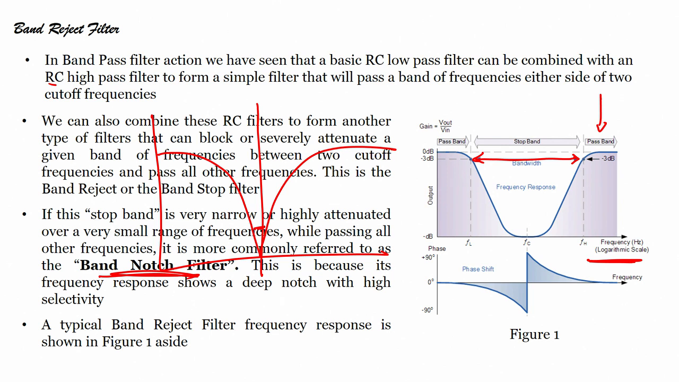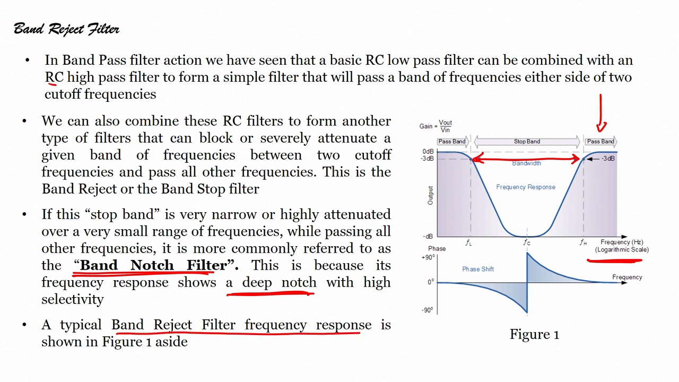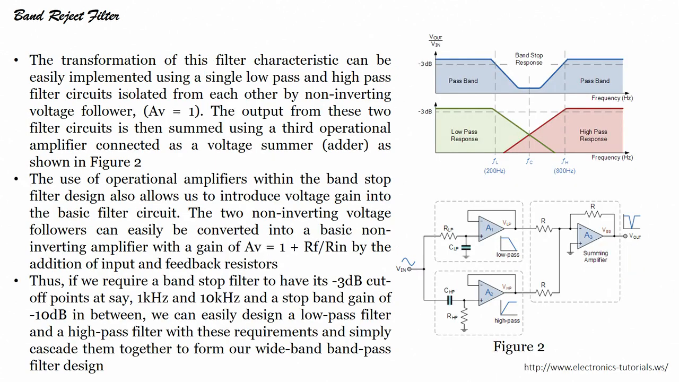This is because its frequency response was a deep notch, you see deep notch, right here, with high selectivity, only that particular small band of frequencies is stopped, right, and it looks like a deep notch. That is why it is also called band notch filter, same filter, okay. Band reject filter is also called band notch. A typical band reject filter response is shown in this figure.